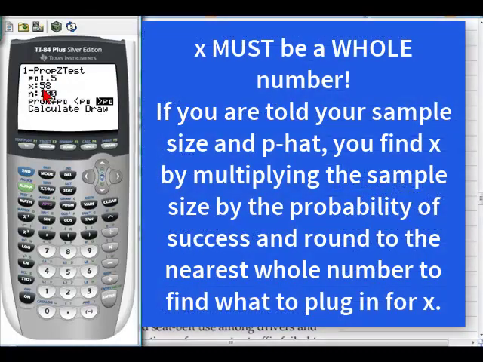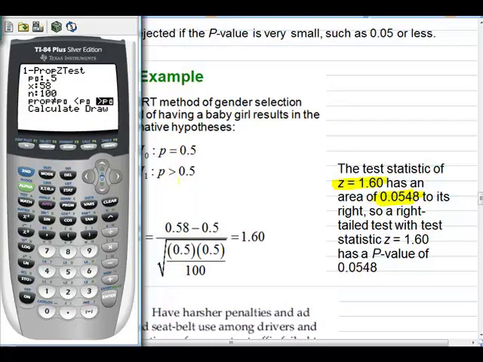X is the number of successes. We had 58 girls born out of 100 babies, and we said this is a right-tailed test because our alternative was p is greater than 0.5. So we move our cursor down, and we actually are going to calculate this, and I want to show you what information your calculator will give you. It will give you the name of the test. This is your alternative hypothesis. There's your z-score that we got from using that formula for the test statistic. This number right here is the p-value. That means that the area to the right of your test statistic is 0.054, and that would cause us to fail to reject the null hypothesis.